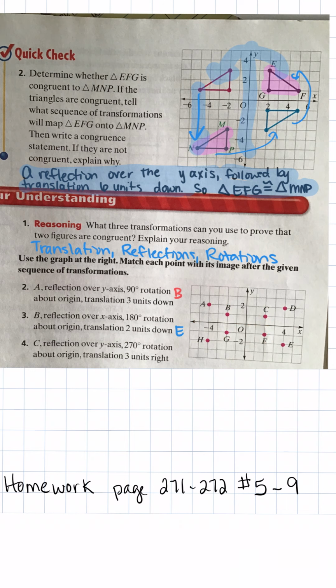And our last one, starting with C, the reflection over the y-axis. So reflection's going to put us here at B. And then a 270-degree rotation. So that means that we're going to take this and move it around. So this is the pattern. Up 1 over 2, this would be 90 degrees. Up 1 over 2, this would be 180. Up 1 over 2, that is going to be 270 degrees. And then it says 3 units to the right. 1, 2, 3. That's going to be D.